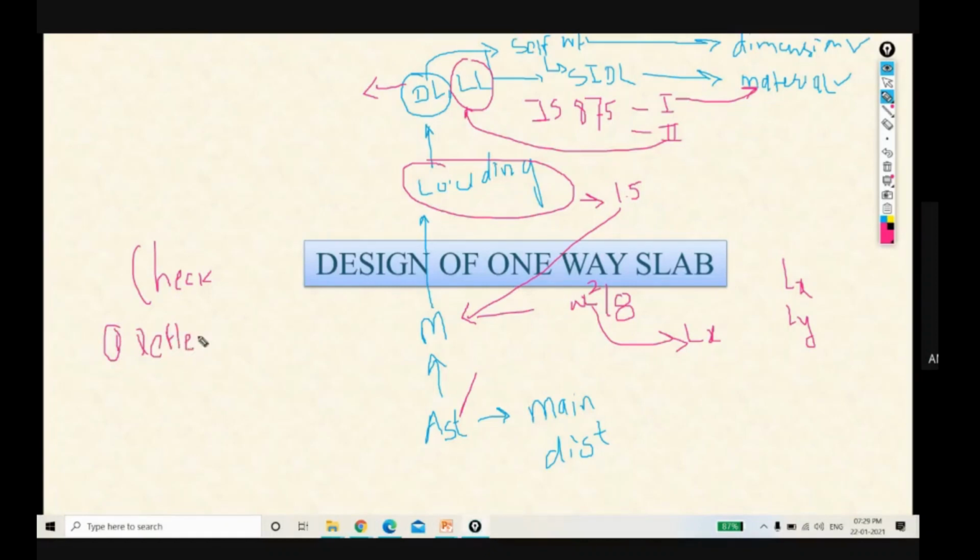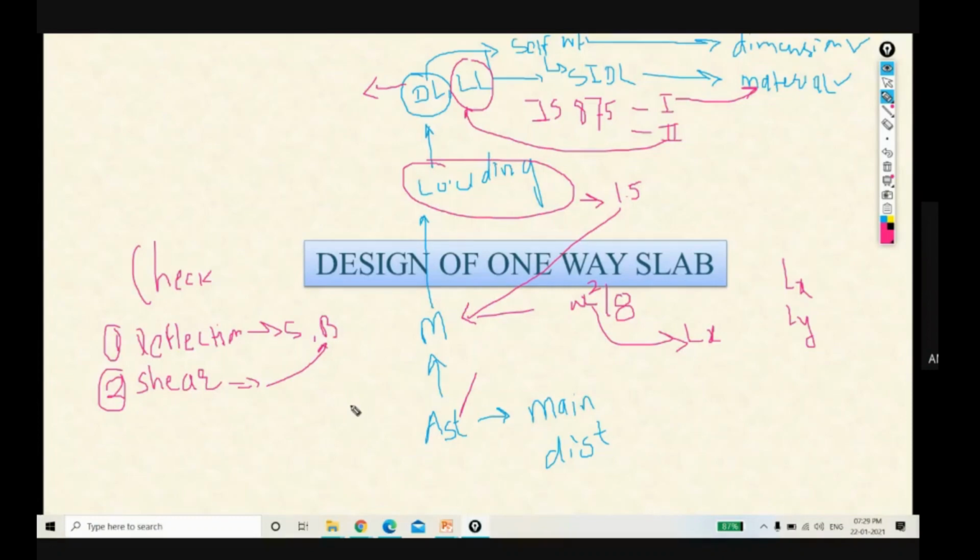Okay, first is the deflection check, and second one is the shear check. Generally the deflections we will consider for the slab as well as the beam. But the shear check we will focus only on the beam, because in the beam we are providing main reinforcement as well as the distribution steel or the shear steel.